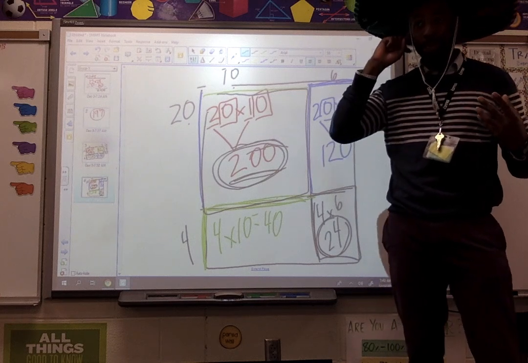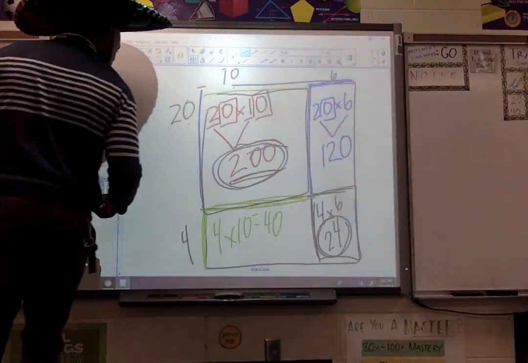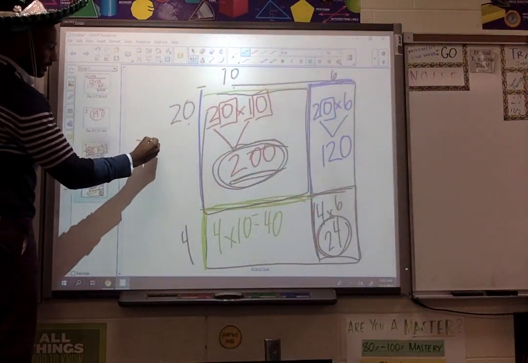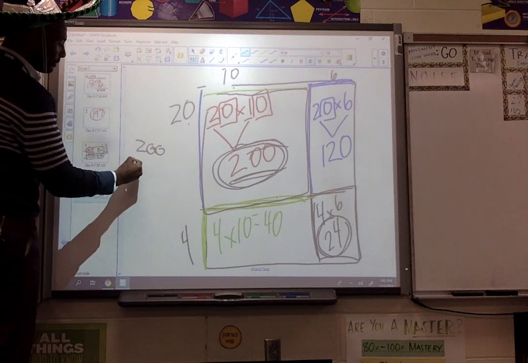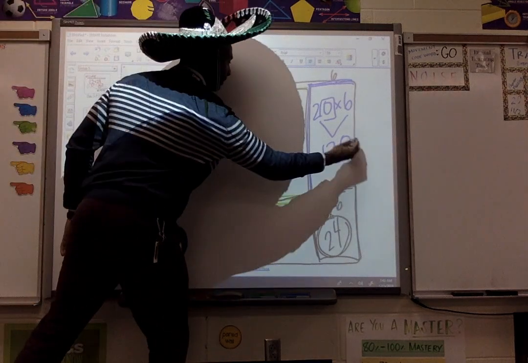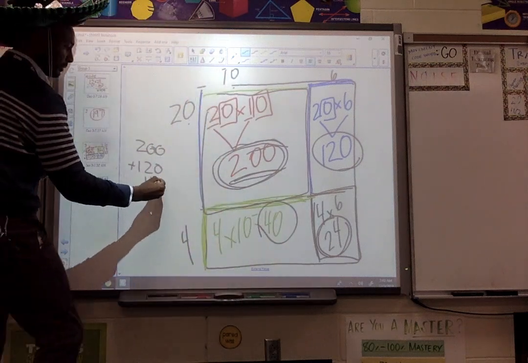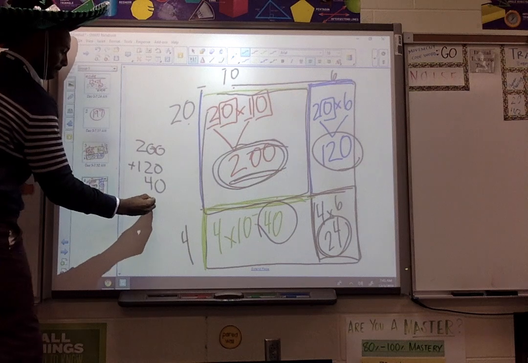So now with our partial products, what are we going to do with them, class? What are we going to do with our partial products? Good, we're going to add them together. So let's add together 200 plus 120 plus 40 plus 24.